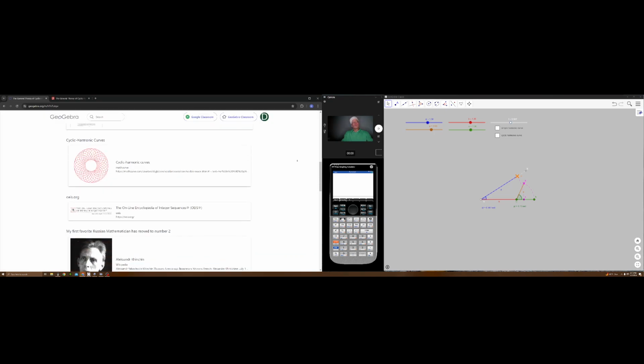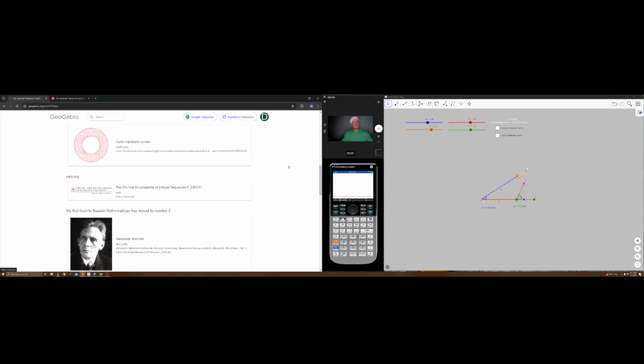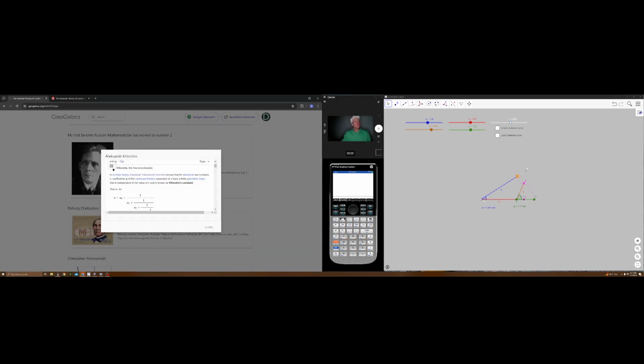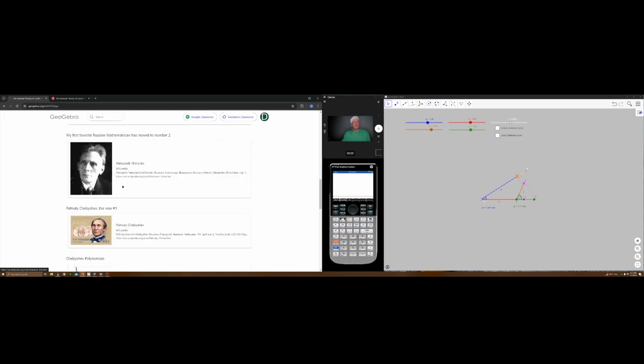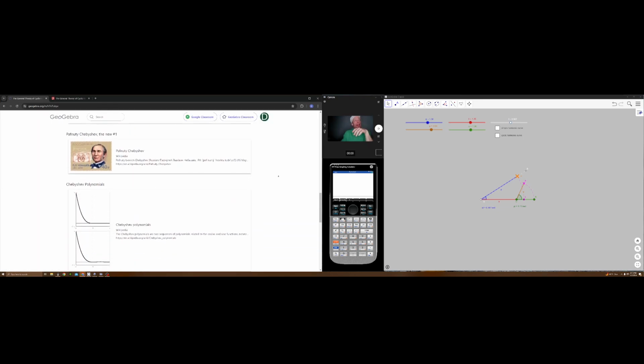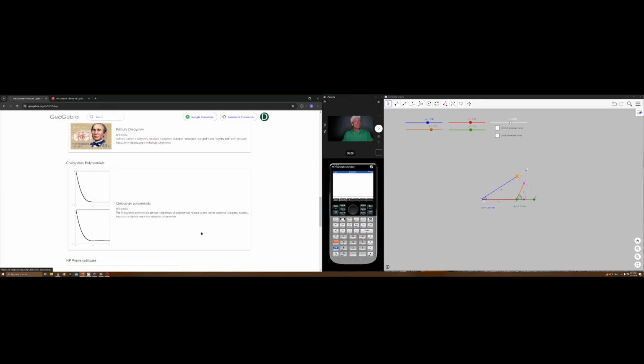During my read-through, I will bring up OEIS, why my old first favorite Russian mathematician has now moved to number 2. He was my first favorite because of that formula right there, that constant that bears his name. My new number 1 is Pafnuty Chebyshev. That's how I'm going to say Chebyshev. This is him. And why? Well, the Chebyshev polynomials.